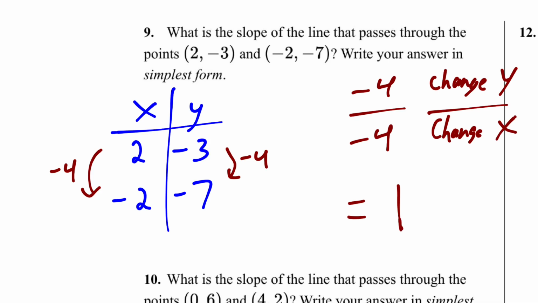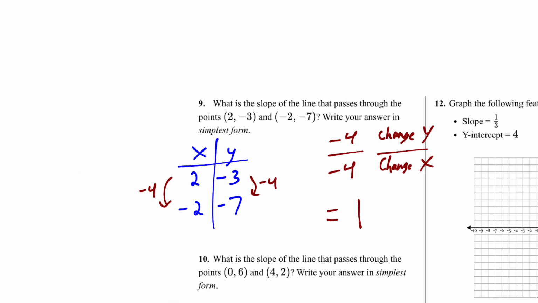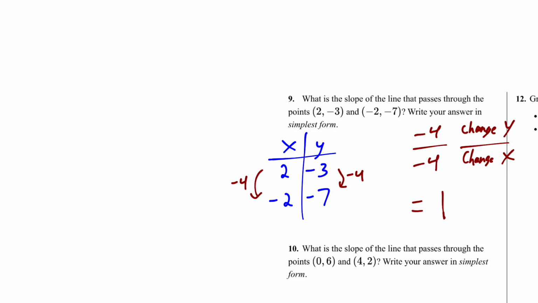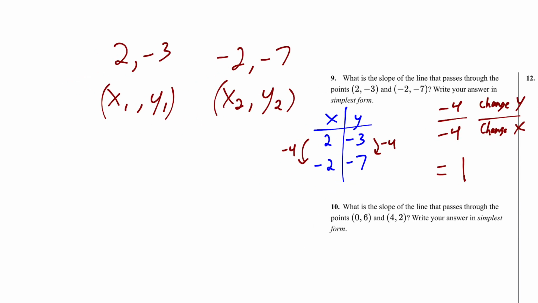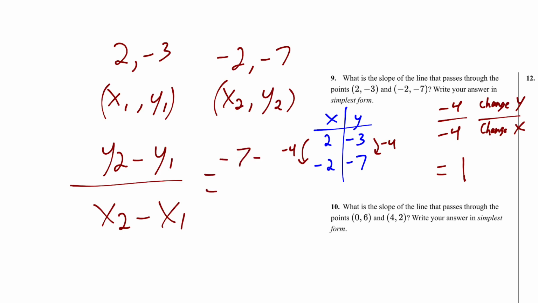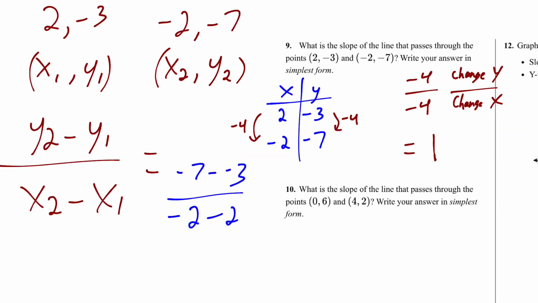You could graph this. You could use the classic slope formula, which says that for any two points, (2, -3), we call that x1, y1, and (-2, -7), we'll call that x2, y2. You can do y2 minus y1 all over x2 minus x1. Or in this case, that's -7 minus a -3, and then -2 minus 2.